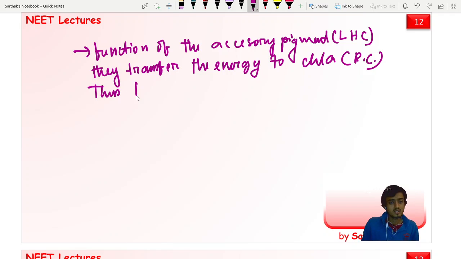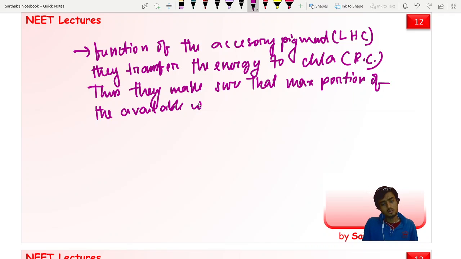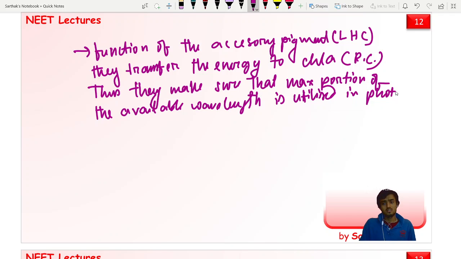Thus, they make sure that the maximum portion of the available wavelength is utilized in photosynthesis.